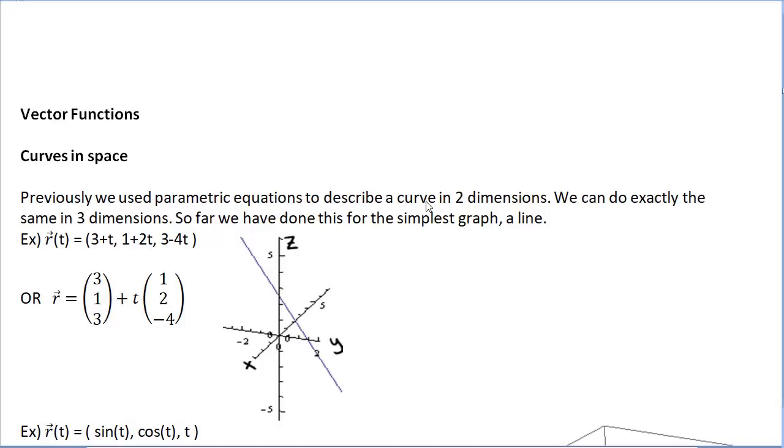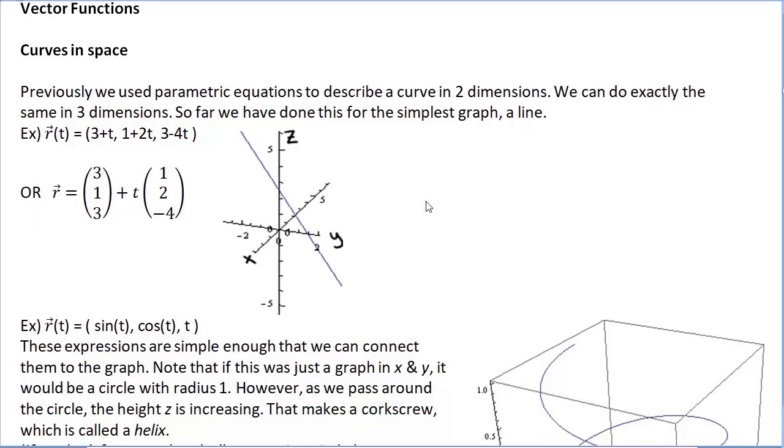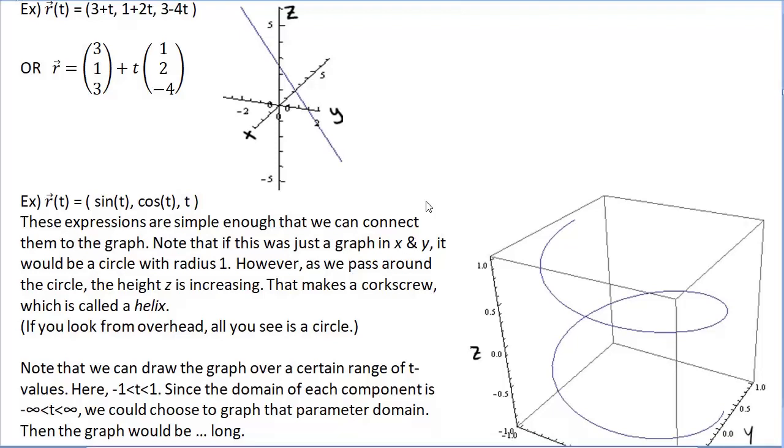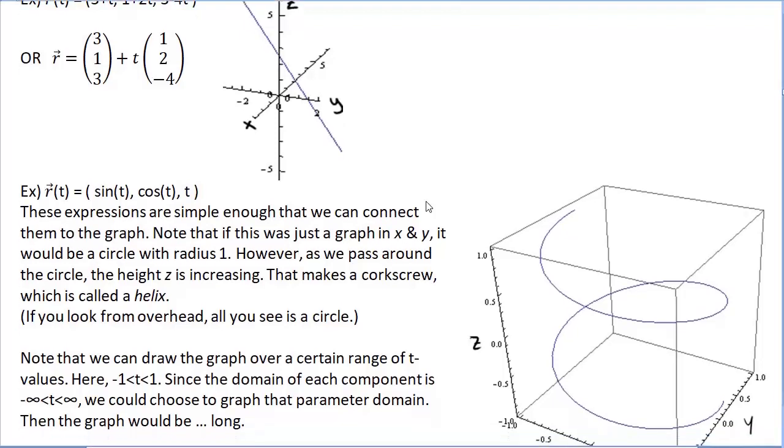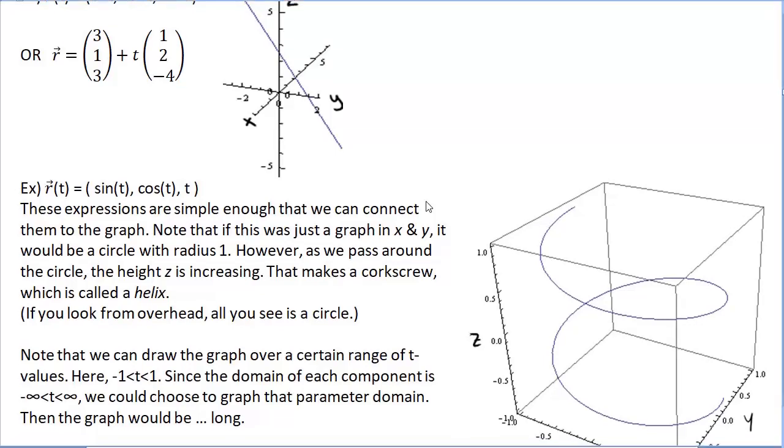Let's take a look at the graph and then try to make some descriptions here. On the right side, you can see the graph. We can pretty directly connect the formula to the graph. For example, if we just stopped after x and y, you'd have x equals sine t, y equals cos t. We're familiar with that. We know that that is the parametric equation for a circle, radius 1.